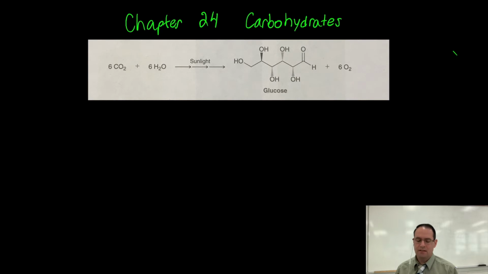So sunlight eventually gets converted into starches, and that's how sugars are formed and stored in plants for use later on. And in humans, animals, things like this, glucose or glycogen that's stored in the liver is used as an energy source in our bodies.